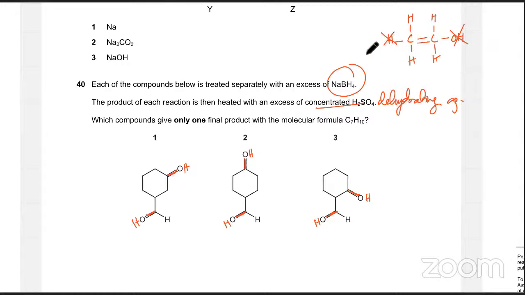Okay, whatever he was saying, he was saying product of each reaction, so it's turning into an alkene. Which compound gives only one final product with the molecular formula C7H10? So only one product, and that is going to be definitely I think 2 and 3 or 1 or 2. So let's look at 1. So OH will be gone, right?